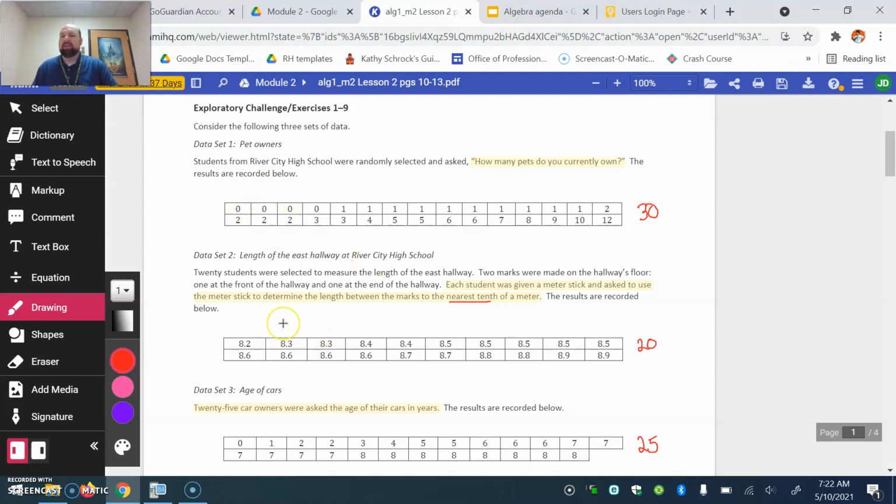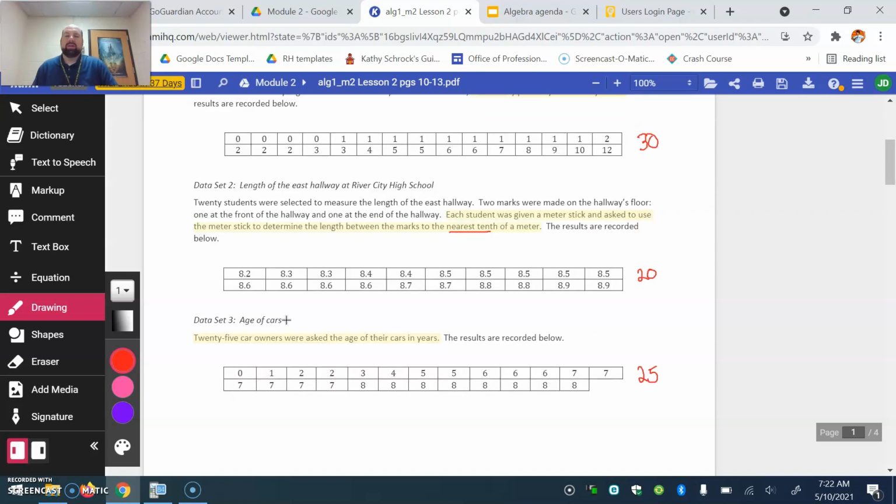As far as the length of the hallway goes, you're using a meter stick, so that's not going to be the full length of this hallway. You've got to lay it down and then pick it up and try to pick up where you left off and keep on going. So there could be a little bit of an issue there.